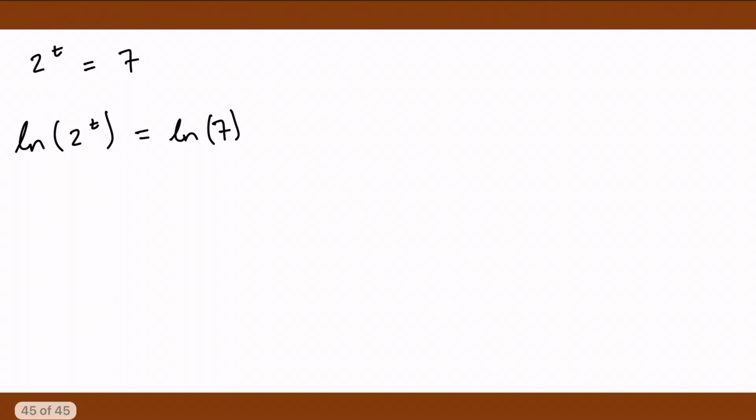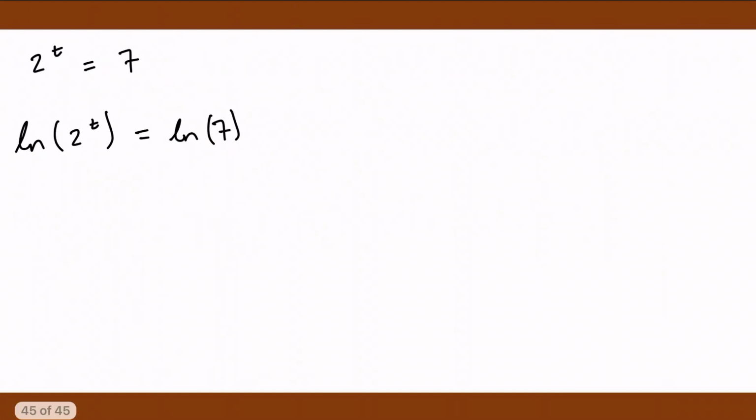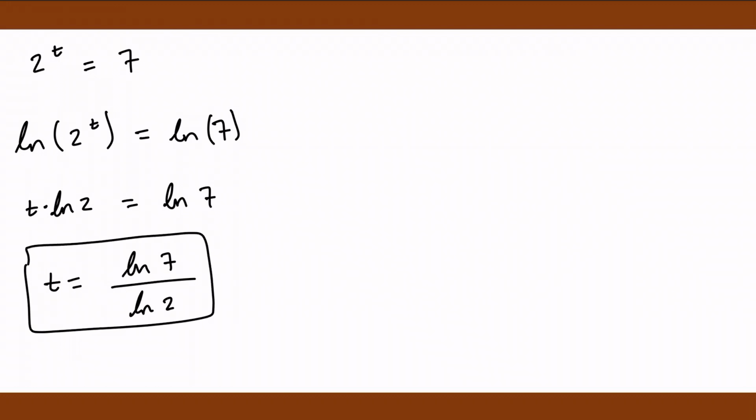And then going back and using the third property here, as I'm pointing to in a red arrow, well, it says if I have an exponent in the argument, it comes down out front. So that means that this is equal to t natural log of 2, and I still have natural log of 7, of course. Now this is t times natural log of 2, so solving for t, we can do our normal division finally and say t is equal to the natural log of 7 divided by the natural log of 2.